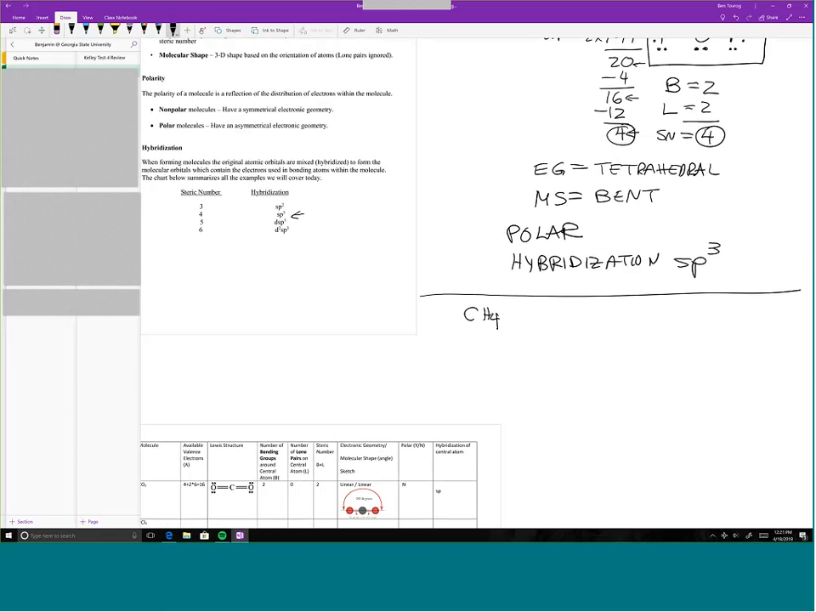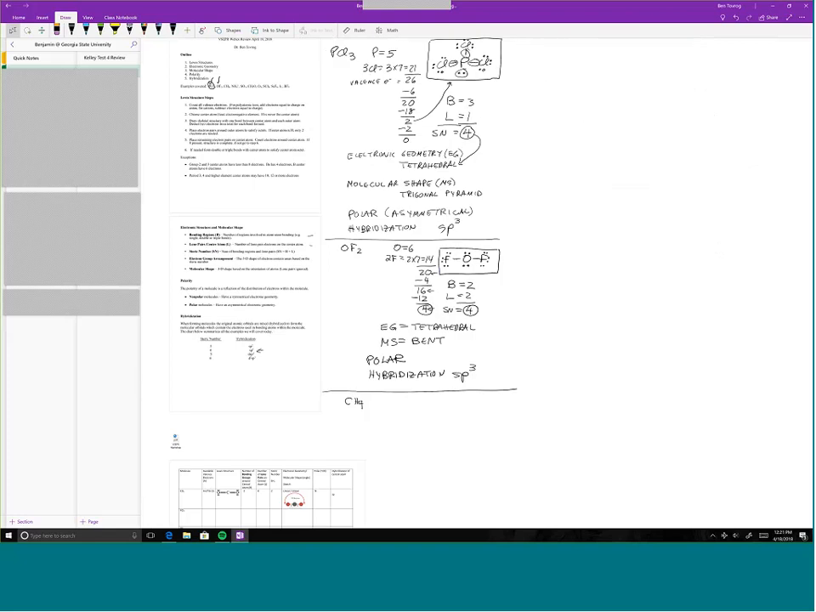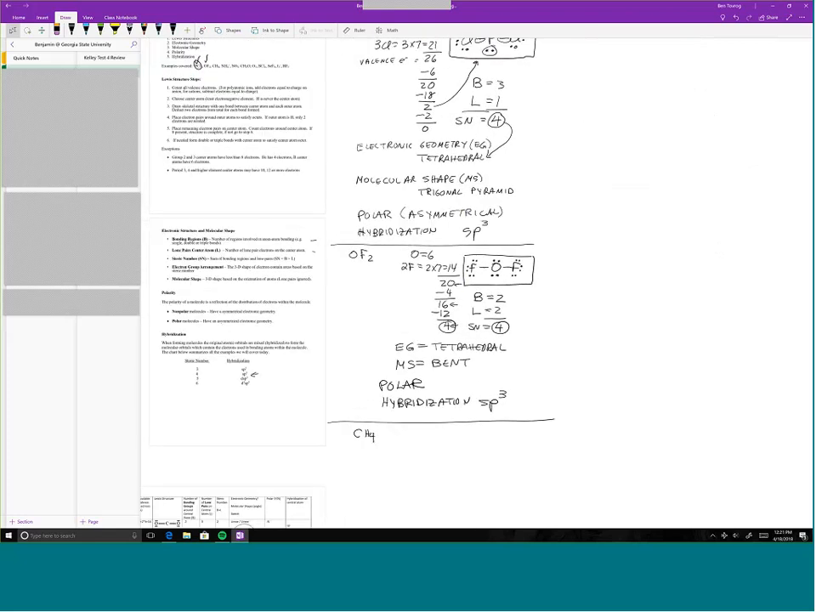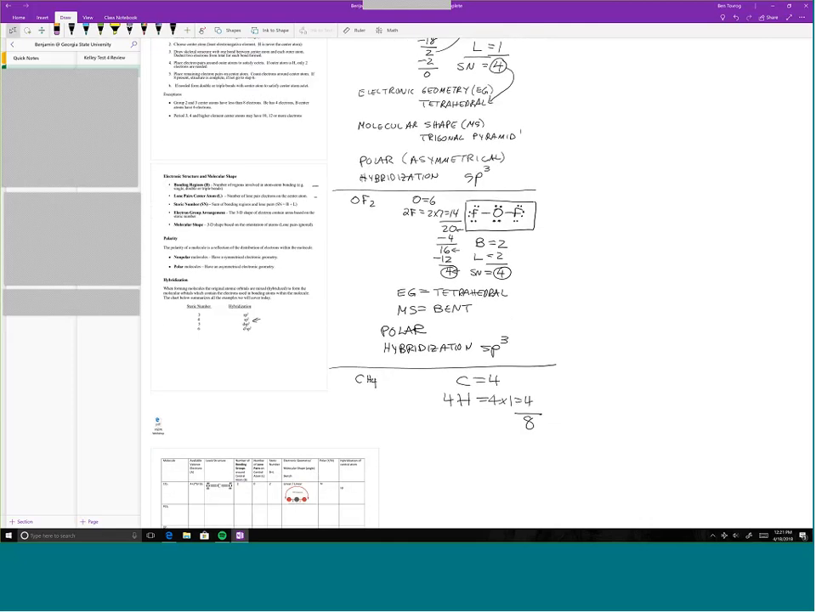Okay, CH4. Again, let's refer to our notes here. Make this a little smaller so we can keep track. Count all the valence electrons. Carbon is 4, hydrogens. Okay, how many valence electrons come from hydrogen? Hydrogen only has 1 electron. So it's going to be 4 times 1 is 4. So CH4 methane is an 8 electron molecule. Choose the center atom. Carbon will go in the center.